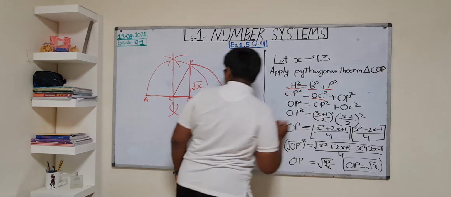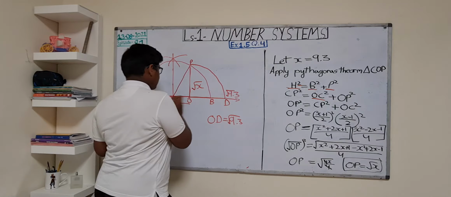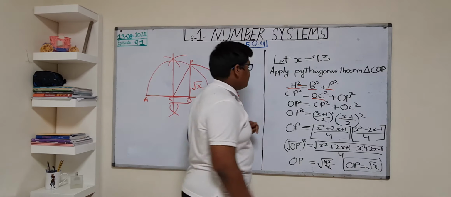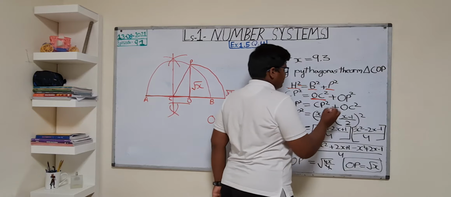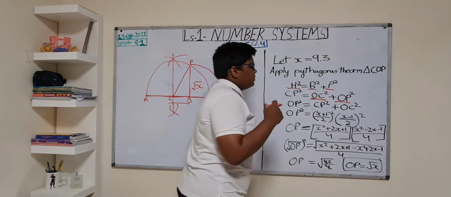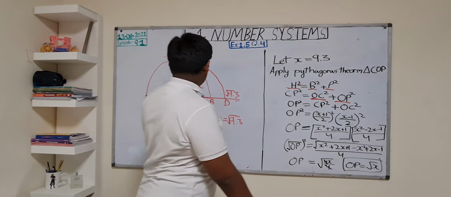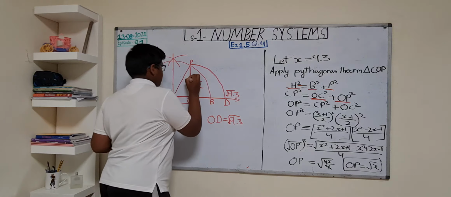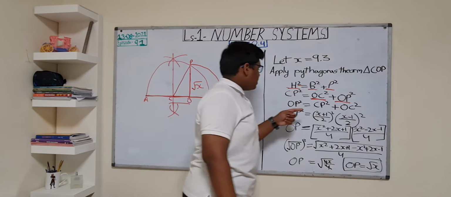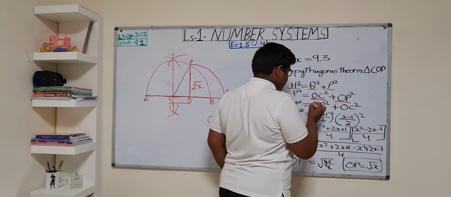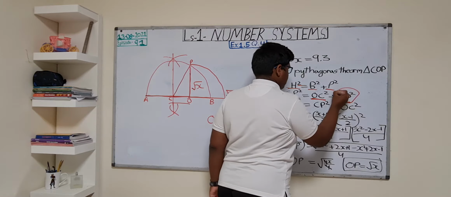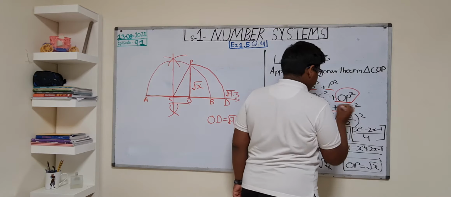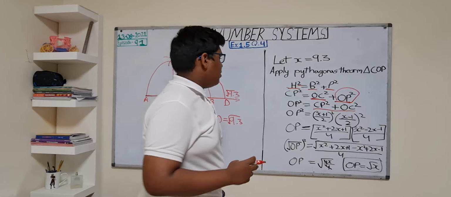Then OC. Now OC or CO, both are the base, right? Base square. So this is OC square, and then we have OP square. Now what is OP square? We have to find the altitude. Alright, now what will we do? We will transpose this, right? We can transpose this OP square over here and write it as CP square minus OC square.